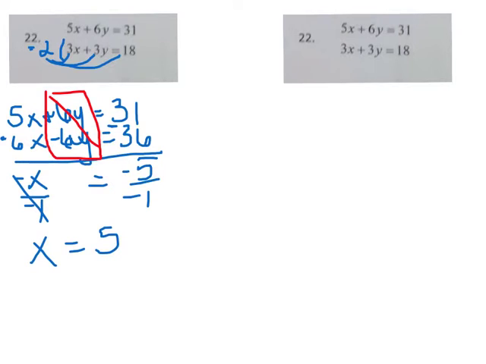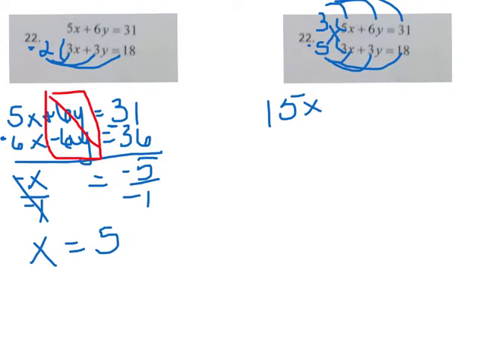Now, on the second 22, if you can't see how to eliminate the y like that, what I would like you to do is just do the crisscross method. I'm going to take the 3 and I'm going to bring it up, and I'm going to bring the 5 down. And I'm going to make the 5 negative. And you have to distribute each time, just like we did in the first problem, but now you have to do a little bit more work.